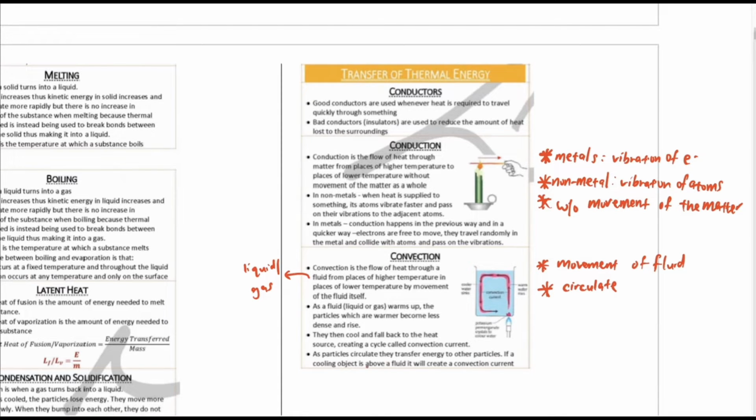If a cooling object is above a fluid, it will create a convection current. So you want convection current to be created. That is a condition. The condition is the cold one must stay on top. The cold one stays on top. The problem is it is heavy. So it's heavy and it will fall down, and then it creates a convection current.